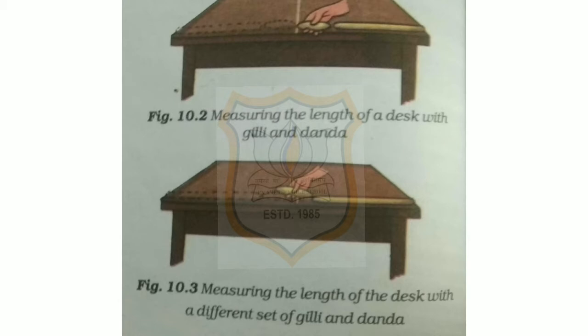lengths and one gilli length with a small length still left out. This is less than the one gilli length. Now what will happen? What would you suggest Paheli and Bujo to do to measure the length of the whole desk?